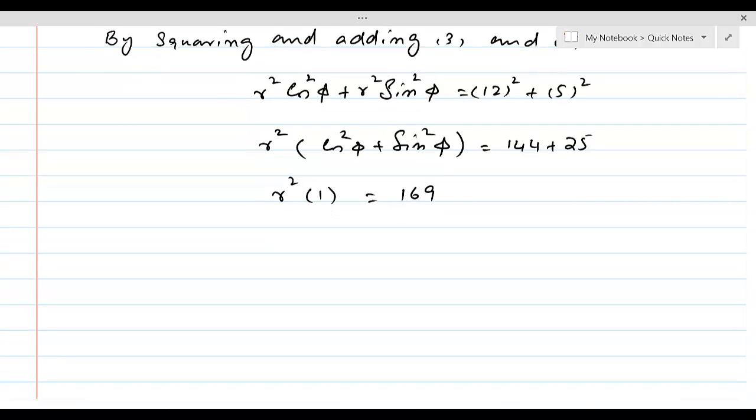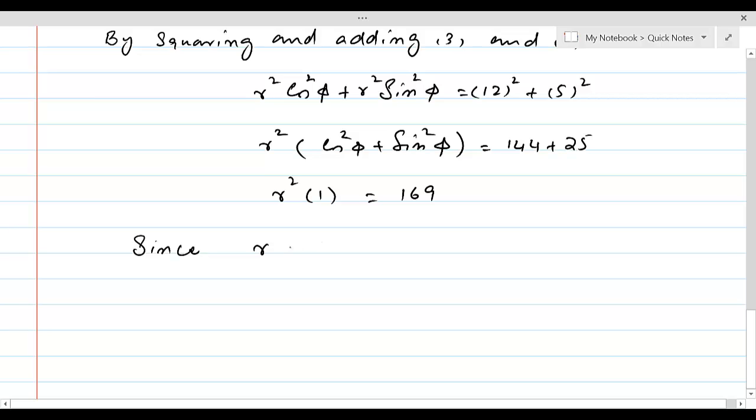Since r cannot be negative, r is equal to 13 by taking the square root on both sides.